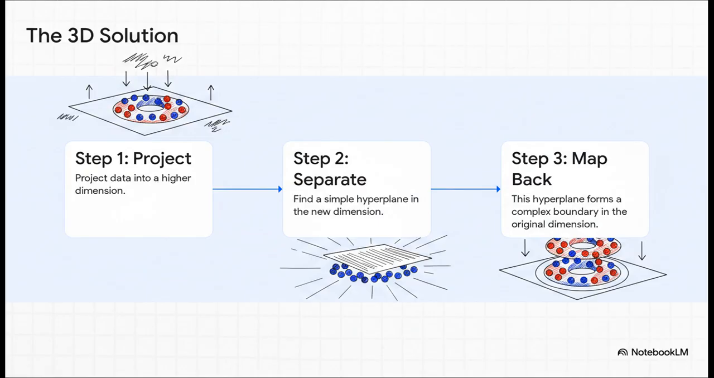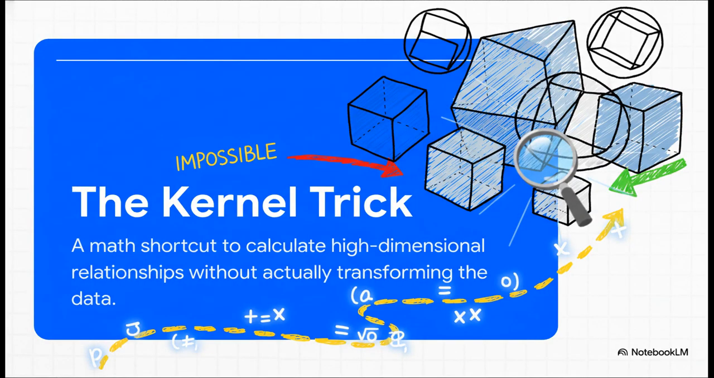If you can't solve the problem on a flat 2D sheet of paper, what do you do? You add a dimension. Imagine taking that donut and sort of popping the center points up into a third dimension. All of a sudden, from this new vantage point, you can just slide a flat sheet of paper, our hyperplane, right between the two groups. It becomes easy. And that simple plane in 3D, when you look at its shadow back down in our original 2D world, forms a perfect circular boundary. And this is what we call the kernel trick.